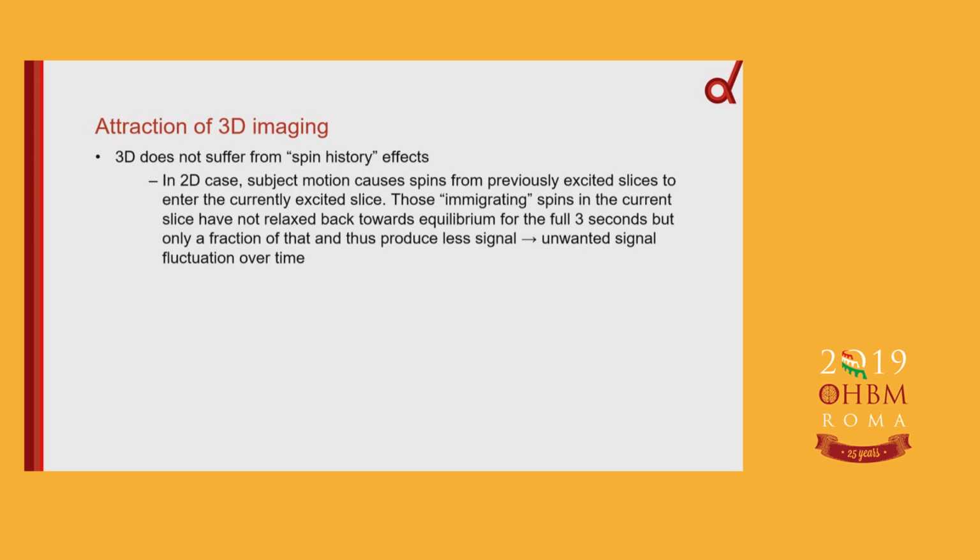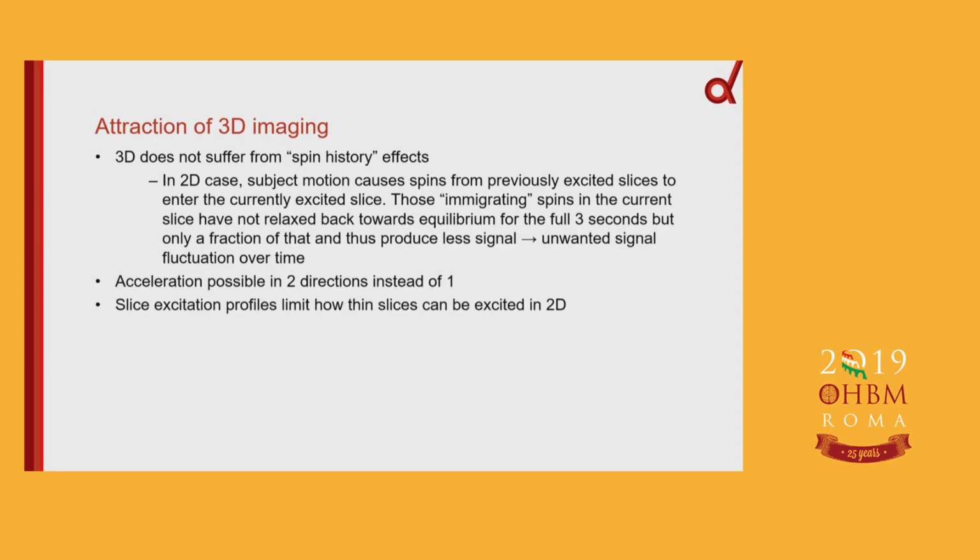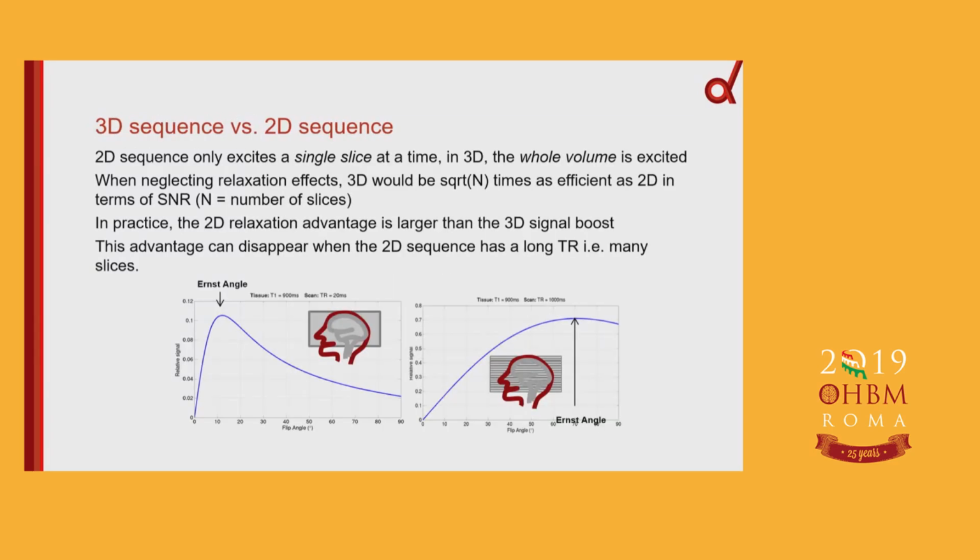because, well, 3D doesn't suffer from spin history effects. I always get a bit nervous when I have things like sub-millimeter slice selection about how much stuff can be coming in. You can accelerate using parallel imaging in 2 directions, and you don't have to worry about slice excitation profiles. So you get a somewhat different scenario, right? In 2D, you get 1 slice, and then in 3D, you get the whole volume.